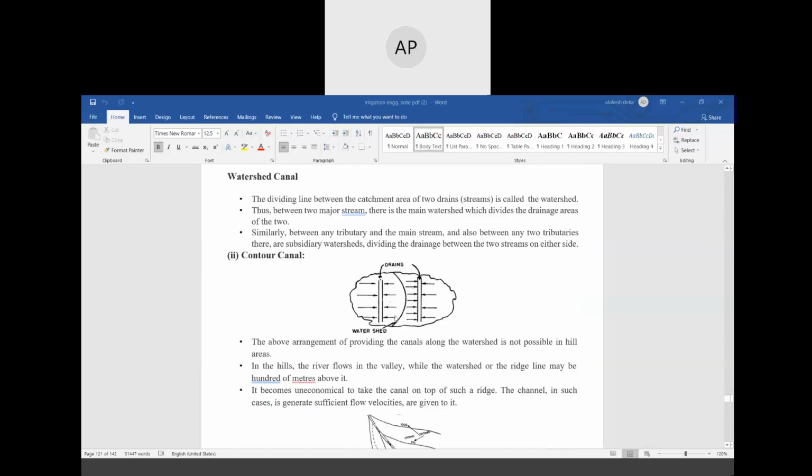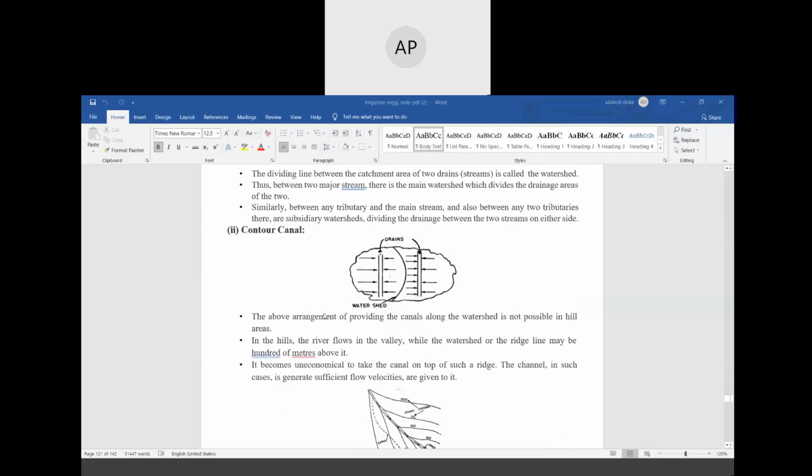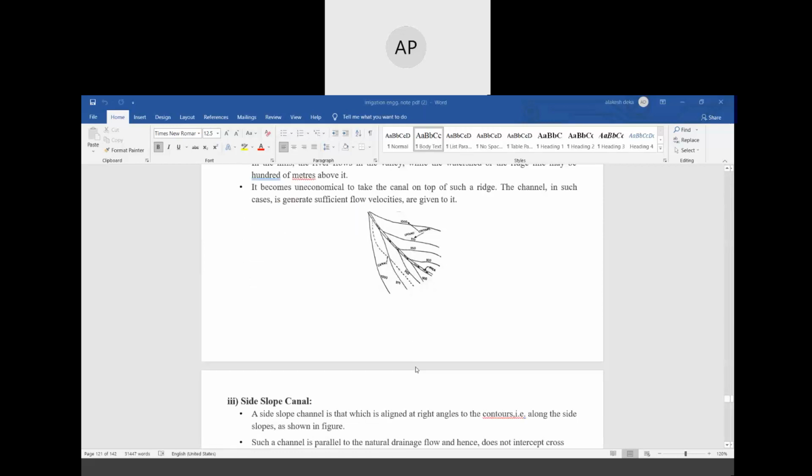Next is contour alignment. In contour alignment, taking the canal along the watershed is not possible in hilly areas, so contour alignment is adopted in hilly areas. In the hills, the river flows in the valley, while the watershed or the ridge line may be hundreds of meters above it. So it becomes uneconomical to take the canal on top of such a ridge. So the channel in such cases is aligned along the contours so that sufficient flow velocities are given.